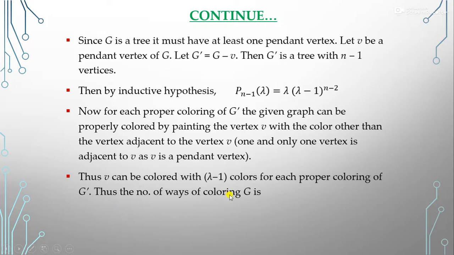Thus the number of ways of coloring G is lambda, lambda minus 1 raised to the power n minus 2, into lambda minus 1. It is for n minus 1 vertices, and for n vertices, because we can color V by lambda minus 1 colors, we multiply by lambda minus 1. Now when we solve it, we get lambda, lambda minus 1 raised to the power n minus 1, and this is always the chromatic polynomial of a tree, right?